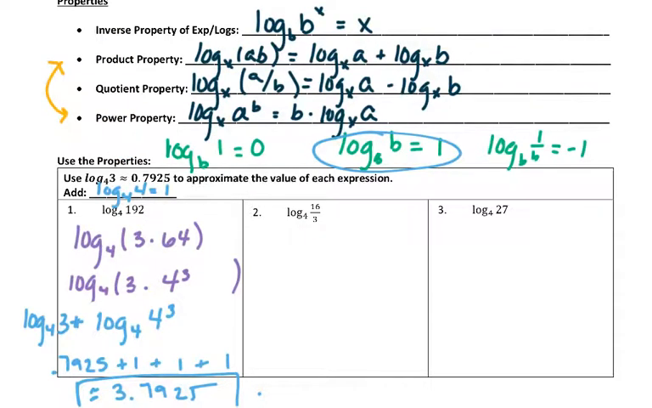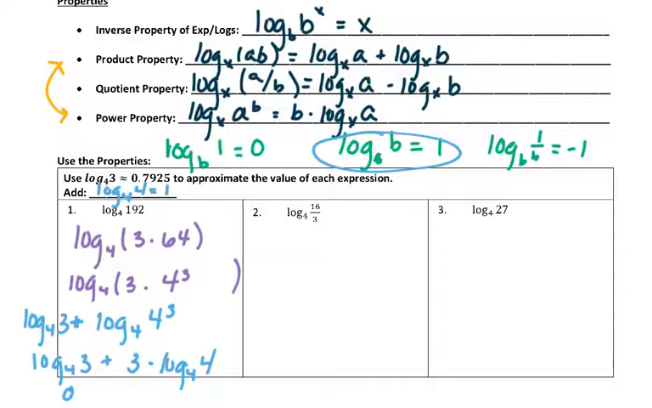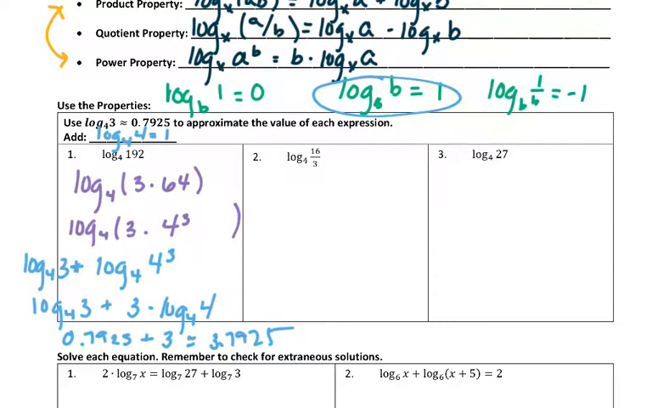That power property says that this is, let me erase this stuff so I can keep writing, log base 4 of 3 plus 3 times log base 4 of 4. Well, log base 4 of 4 is just 1. So now I have 0.7925 plus 3 times 1, which is 3, so again I get approximately 3.7925. I still get the exact same thing. It does not matter, okay? So you can go about it many different ways.